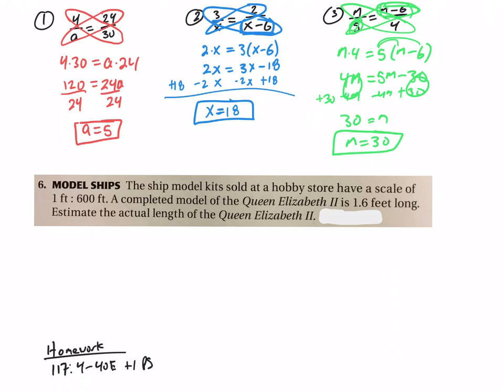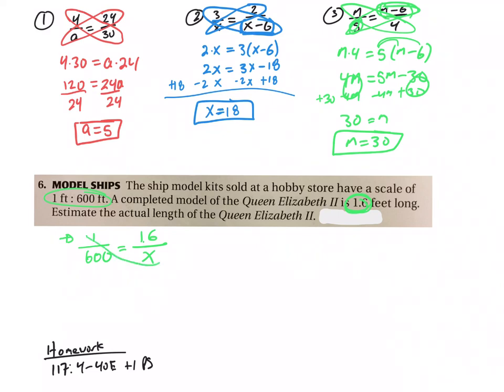Alright, just one more before you get started on your homework here. It says the ship model kits sold at a hobby store have a scale of 1 foot to 600 feet. A completed model of the Queen Elizabeth II is 1.6 feet long. Estimate the actual length of the Queen Elizabeth II. So I'm going to use this proportion, 1 foot over 600, and then this is the length of the model, so that's the part up here. I'm saying that's equal to 1.6 over x, the length of the actual ship.